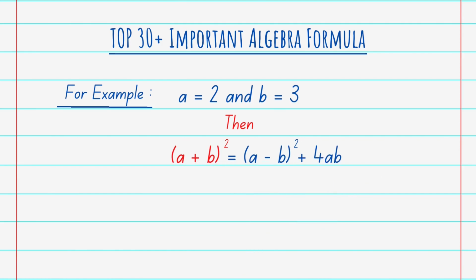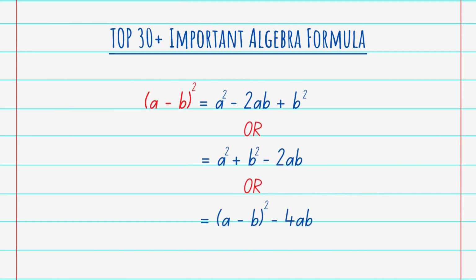Let's try this answer with another formula, that is a minus b whole square plus 4ab. So (a plus b) square is equal to (a minus b) square plus 4ab. Here a's value is 2 and b is 3. So (2 minus 3) square plus 4 into 2 into 3, that is 1 plus 24, which is equal to 25. You can try any formula of (a plus b) whole square to get the exact value.